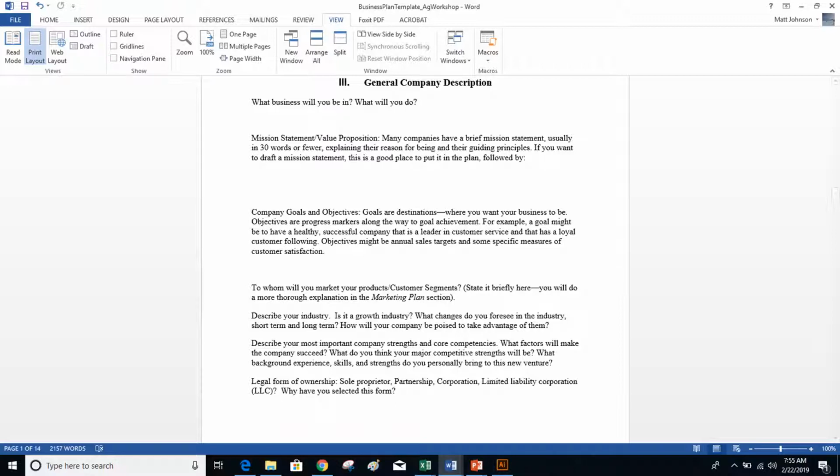We haven't spoken about this in detail yet, but you're also going to identify the legal form of ownership. We actually talk about this in the next module. This is identifying whether it's a sole proprietor, partnership, corporation, or LLC.